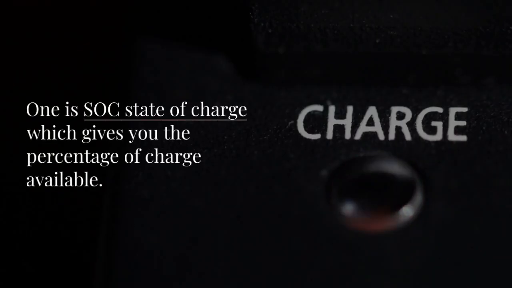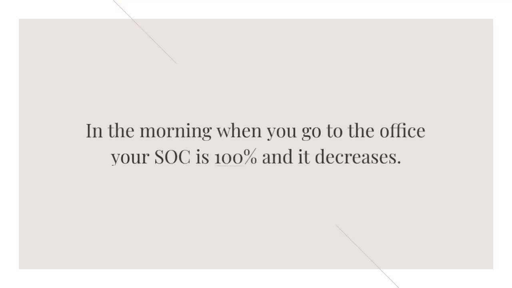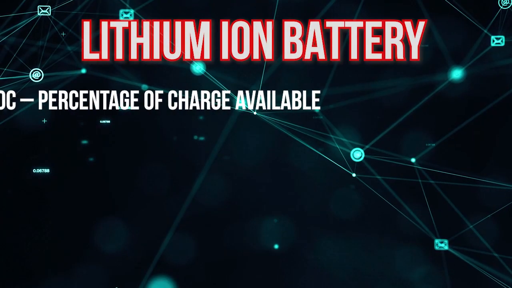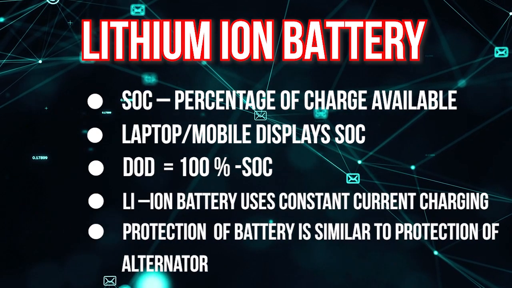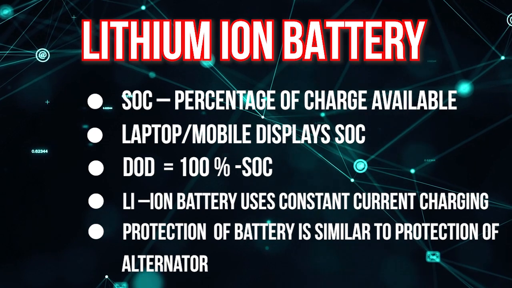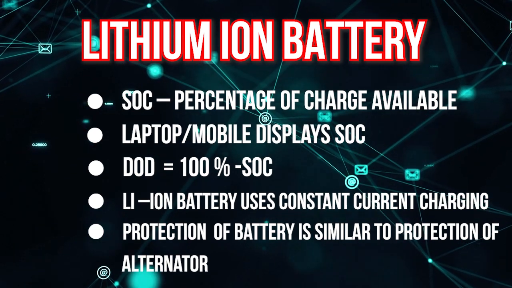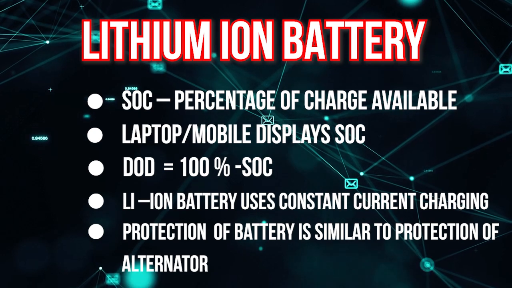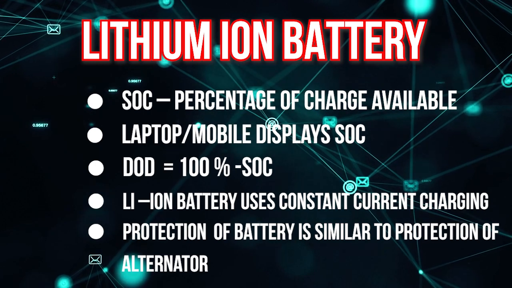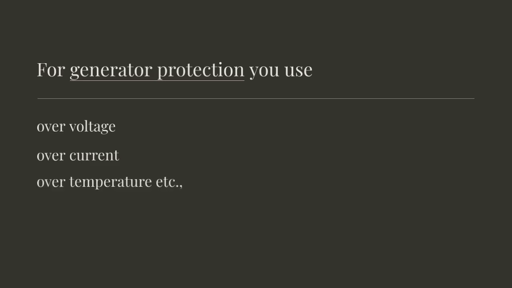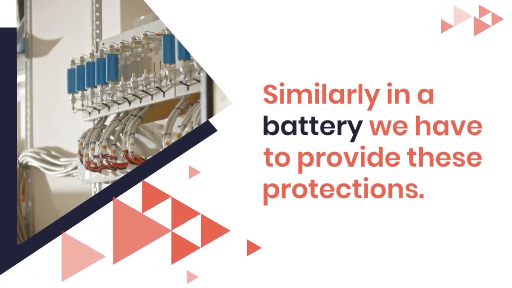One is SOC, state of charge, which gives you the percentage of charge available. So in the morning when you go to the office, your SOC is 100% and it slightly decreases. Your laptop and mobile display the state of charge, and depth of discharge is 100% minus SOC. Unlike a lead acid battery, we use constant current charging for a lithium ion battery, and the protection is similar to the protection of an alternator. For generator protection, you have over voltage, over current, over temperature, etc. Similarly, for the battery we have to provide these protections.